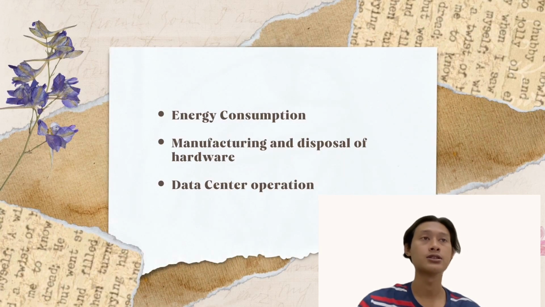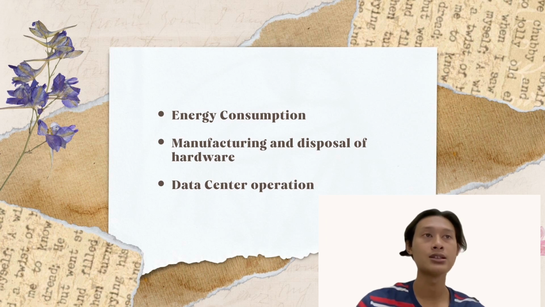So first is energy consumption. While efforts are being made to develop energy efficient algorithms and hardware, machine learning still demands substantial computational power. Particularly for training large models, this high energy consumption can contribute to greenhouse gas emissions and increase the carbon footprint. It is crucial to continue improving energy efficiency and prioritize the use of renewable energy sources to power machine learning infrastructure.